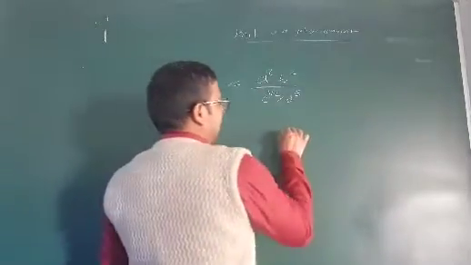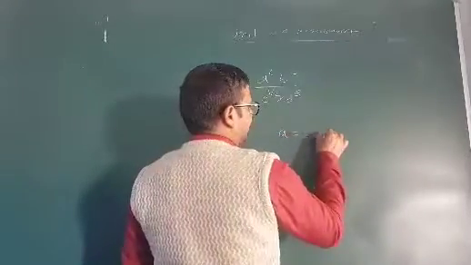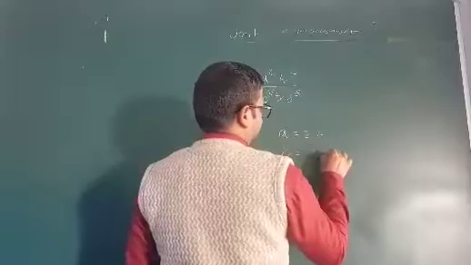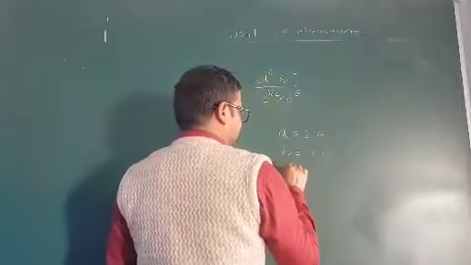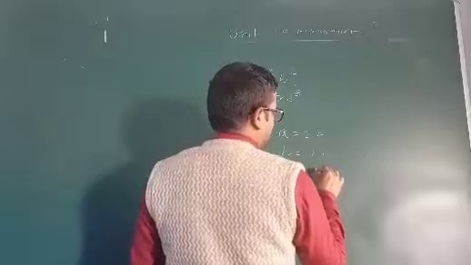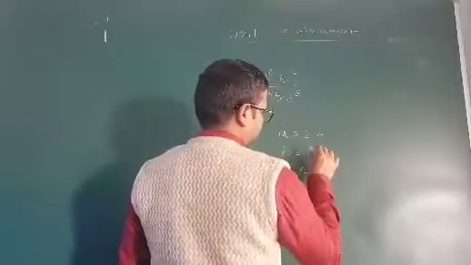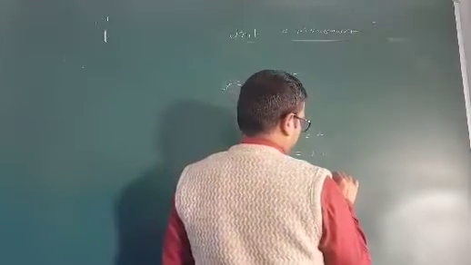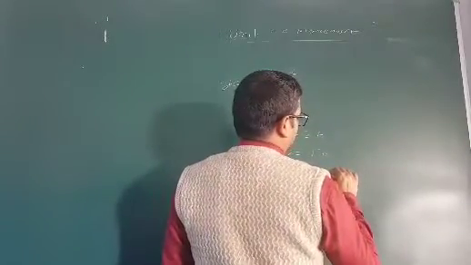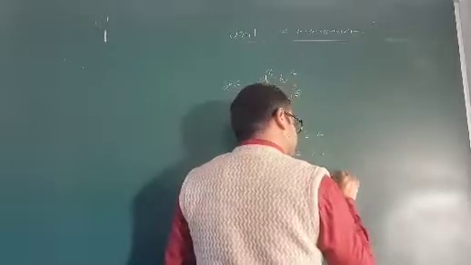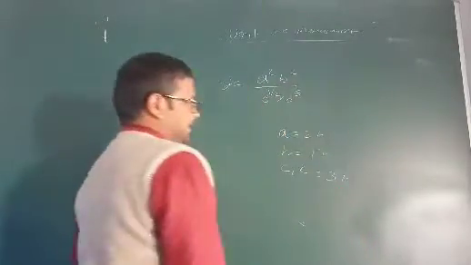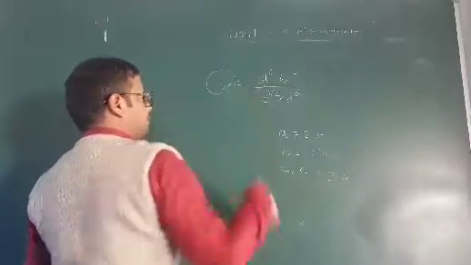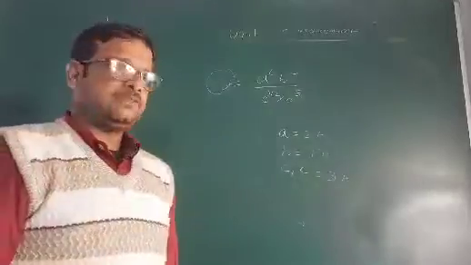And suppose that a has an error of 2%, b has an error of 1%, and c and d have errors of 1 to 3%, like that, 3%. Okay. Now what is the percentage error in y?